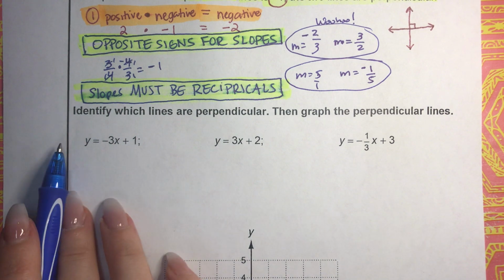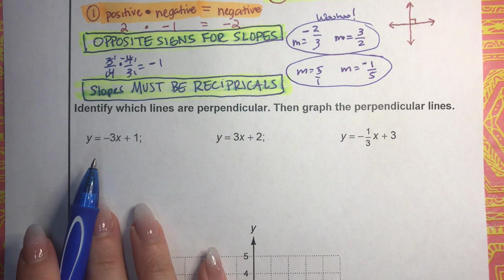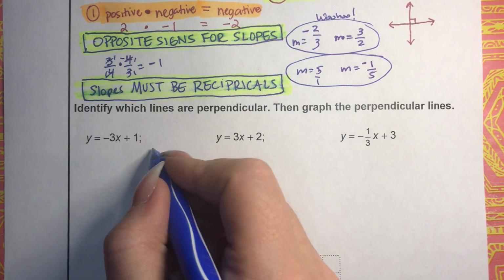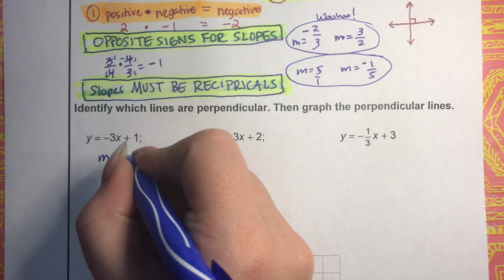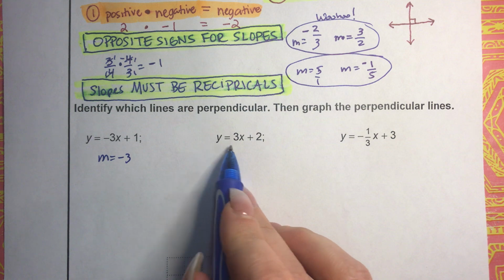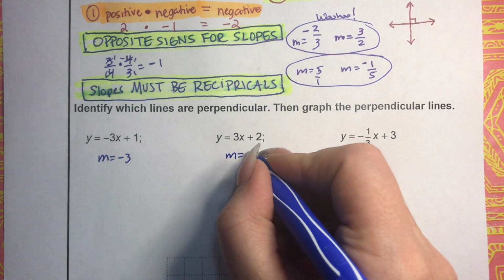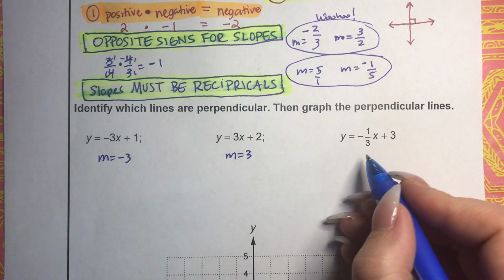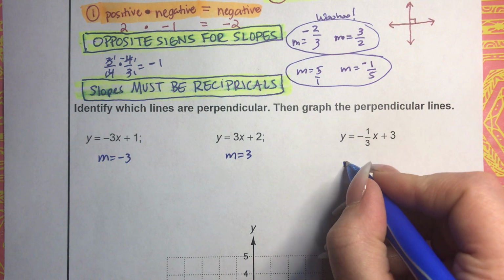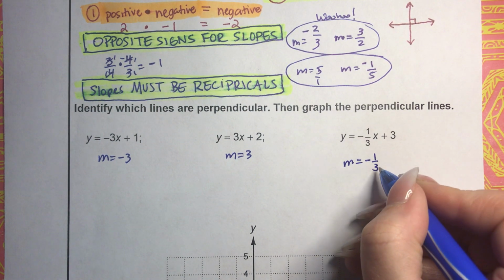Okay, this is nice. This is already in slope-intercept form. Perfect. So what's the slope? Y equals mx plus b. The slope is equal to -3. What about here? Y equals mx plus b. Slope is 3. What about here? Y equals mx plus b. That's nice. The slope is equal to -1/3.